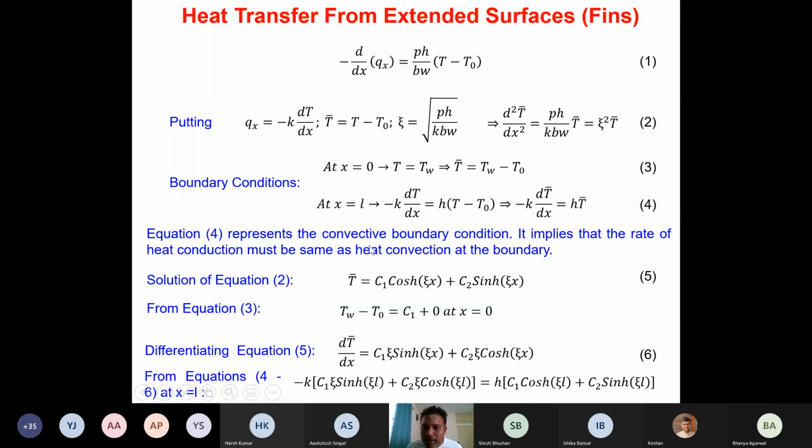So t bar anyway we know, t bar is given by equation 5. dt bar by dx is obtained by equation number 6, and this equation number 6 and 5 we can put in equation number 4. By doing that, what we get is minus k c1 zeta sine hyperbolic zeta L. Remember, equation number 4 is at x equals L, so this x will be replaced by L there. So this becomes minus k, c1 zeta sine hyperbolic zeta L plus c2 zeta cos hyperbolic zeta L in the bracket, and that equals h t bar.